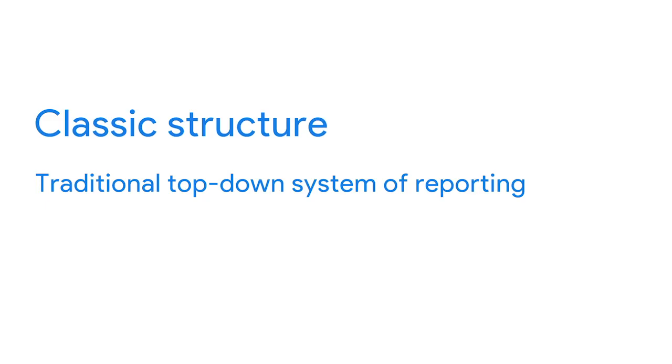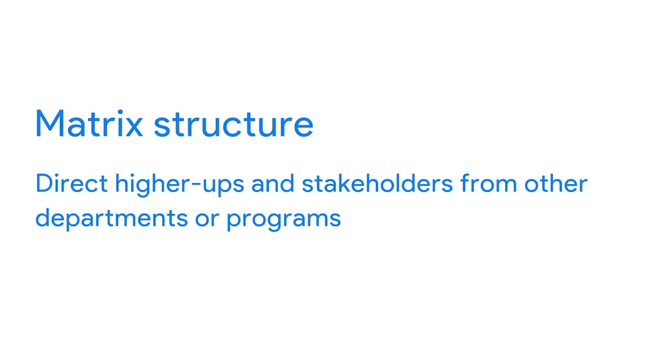So to recap, the classic structure follows a traditional top-down system of reporting, and the matrix structure has direct higher-ups to report to and stakeholders from other departments or programs. Knowing which kind of organizational structure you're working in plays a major role in how you prepare for and carry out your project, or even in an interview.